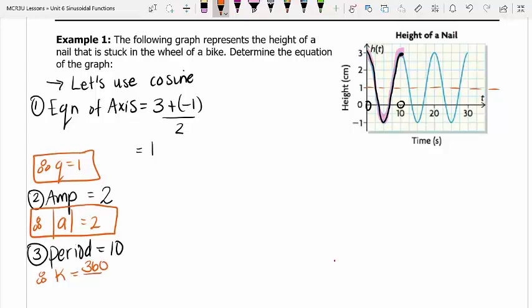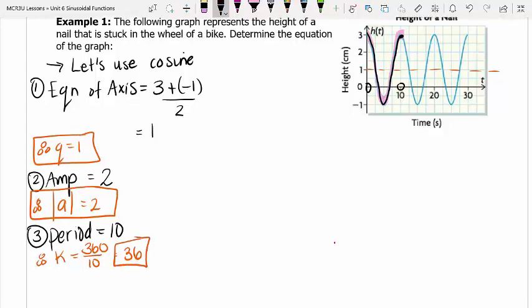It's 360 divided by the period. So our k value is 36. And finally, we need to ask ourselves, is there a phase shift? Since we're using the cosine function, there is not a phase shift because the maximum is right on the y-axis. All right, so now we have all the values of our key points.